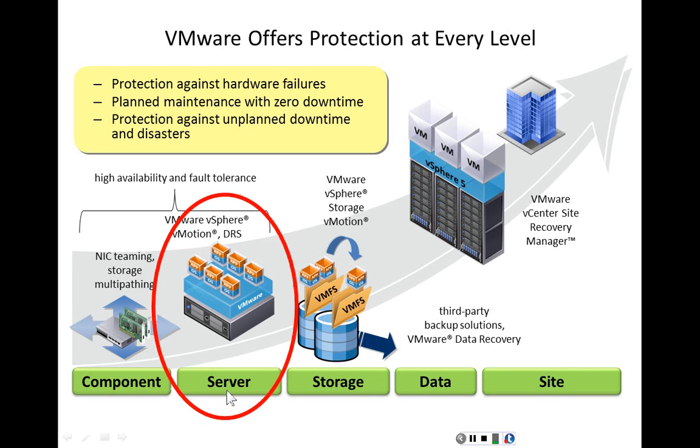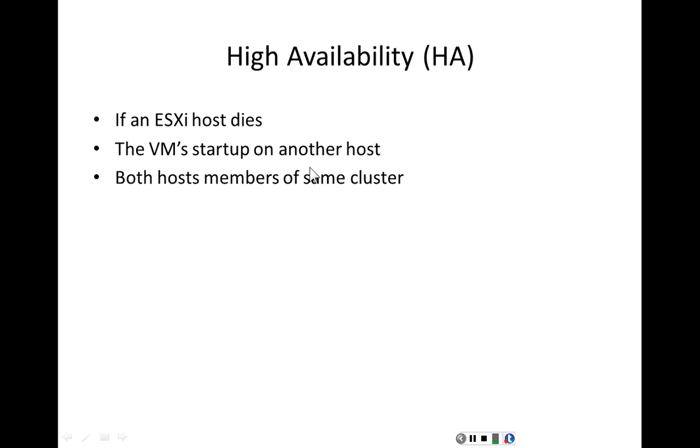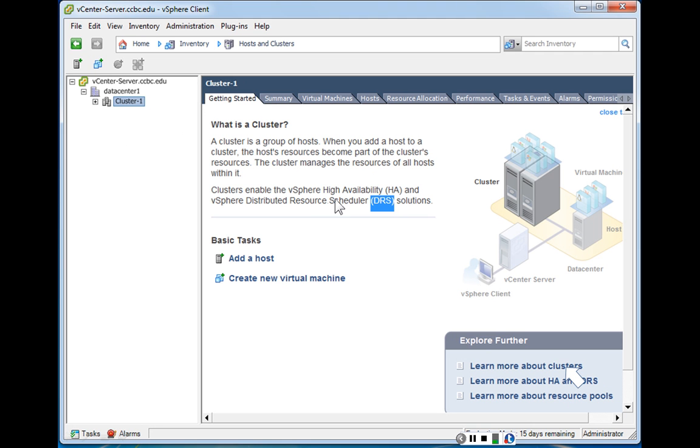In this chapter, we will focus on protection of the server and protection of the virtual machines. So let's get started on Lesson 1, Introduction to vSphere High Availability. In vSphere High Availability, if an ESXi host dies, the virtual machine starts up on another ESXi host, and this requires that both hosts are members of the same cluster. What's a cluster? A cluster is a group of hosts. When you add a host to a cluster, the host's resources become part of the cluster's resources.